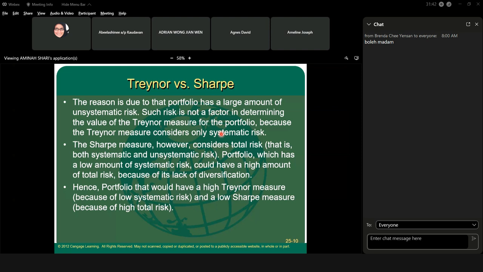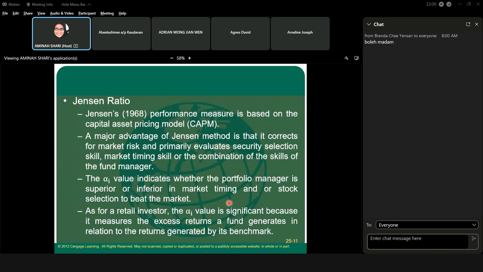Okay, Treynor only measures using systematic risk, while Sharpe uses unsystematic plus systematic risk. There are two, that's all, they play around with systematic risk and unsystematic risk for you to explain. Okay, now we go to the last one, Jensen.